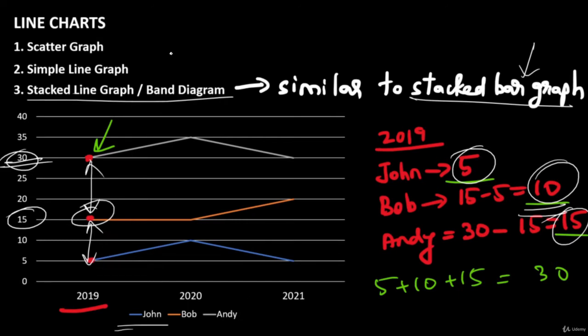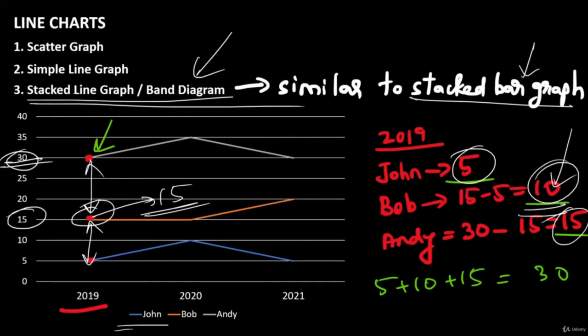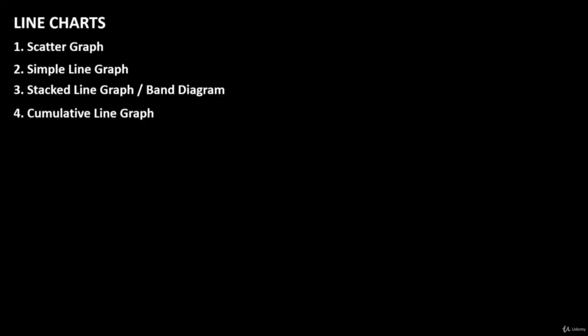Remember, if you don't know what this type of a line chart is, then you may make the mistake of reading this as a 15, saying that Bob scored 15 goals, but that is not true. Remember, Bob scored only 10 goals if it is given that this is a stacked line graph. All right. Now let's move on to the fourth type, which is a cumulative line graph.